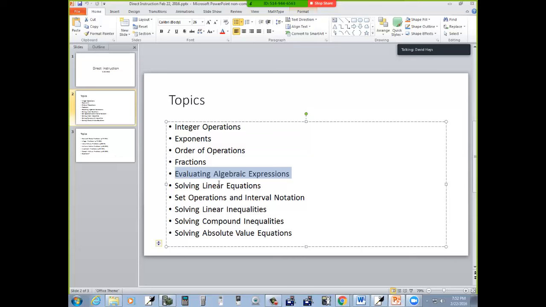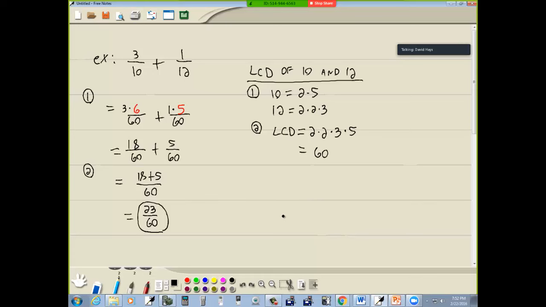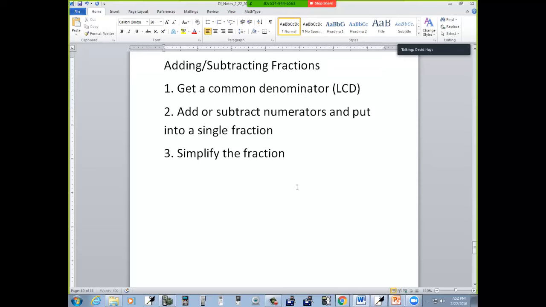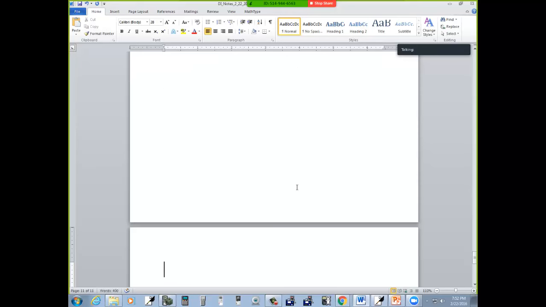Now the next topic is evaluating algebraic expressions. So let's take a look at that. And I'll send this Word document out. You probably want to do some formatting before you print it, since I'm putting each one on a separate page.